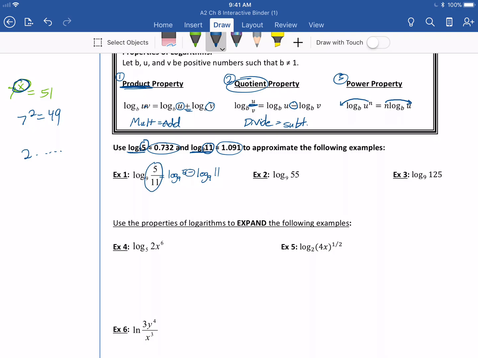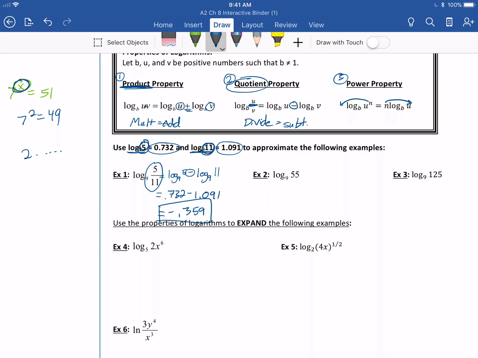Okay, because if I have two things that are dividing, I can break them apart and put a minus in between them. But now I know that the log base 9 of 5 is 0.732, and I have minus the log base 9 of 11 is 1.091. So now I can just put that in my calculator and subtract those guys together, and I get negative 0.359.